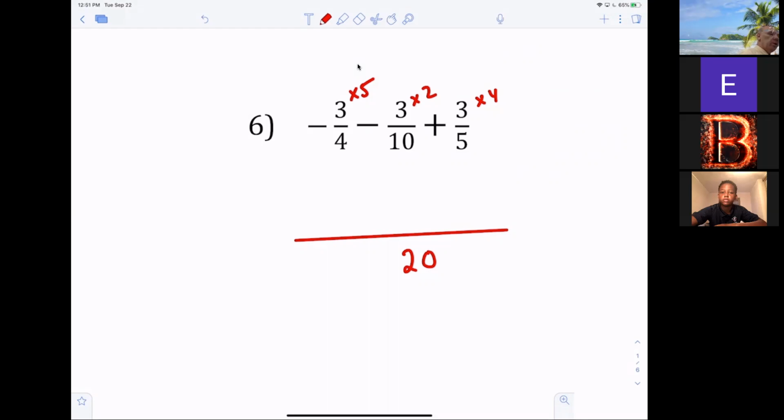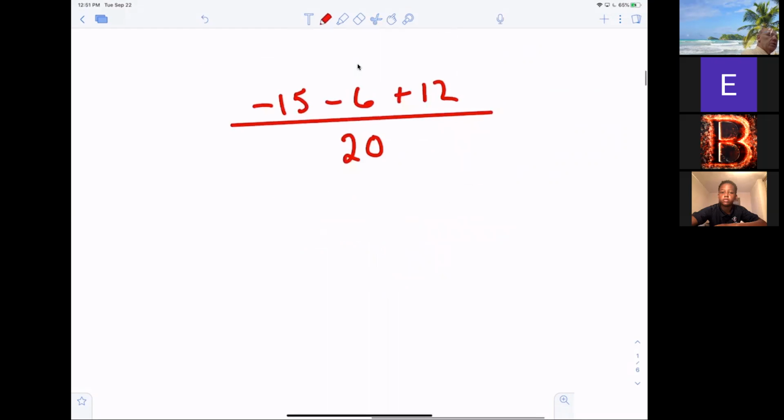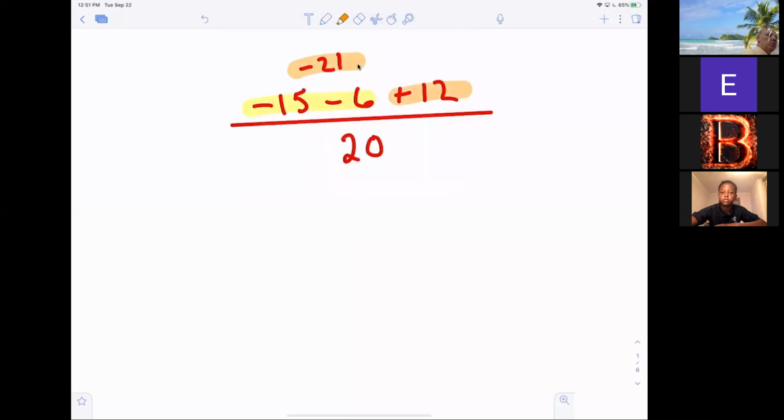All right. So now this was negative 15, negative 6, and positive 12. Now you just have to do good with the integers here. All right, so negative 15 and negative 6 is negative 21, and then negative 21 plus 12 is, good job, negative 9 out of 20. Negative 9 out of 20. All right? Any issues? All right, here we go.